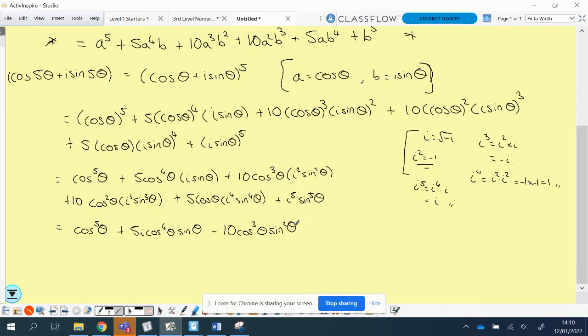And the next one's i cubed, so i cubed becomes a negative i. Okay, so that's going to change that sign to a negative there, so it's going to be -10 cos squared theta. i cubed is negative i, so I'm still going to have an i there. So -10i cos squared theta sine cubed theta.